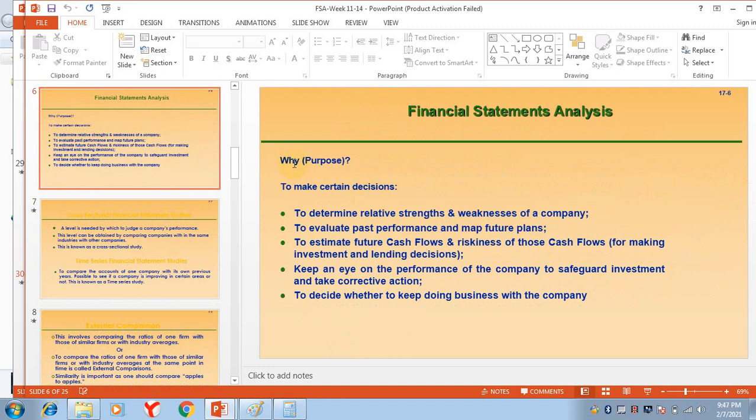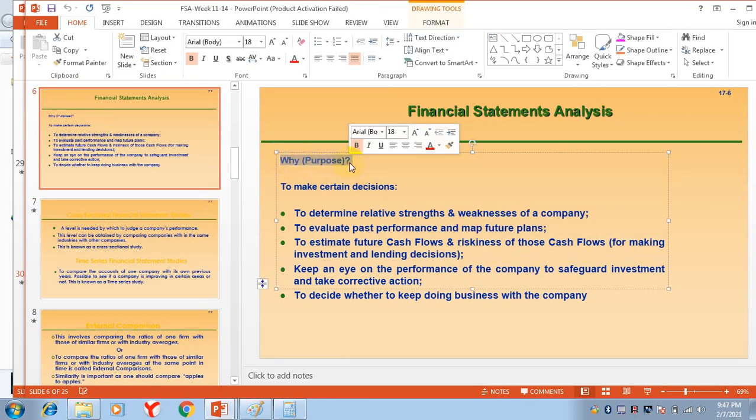In financial statement analysis, what is the purpose? Why are we doing financial statement analysis? To make certain decisions. Which type of decisions? To determine the relative strengths and weaknesses of a company. Why are we doing financial statement analysis? For getting information about the strengths and weaknesses of a company. What are the strengths of a company? What are the weaknesses of a company?